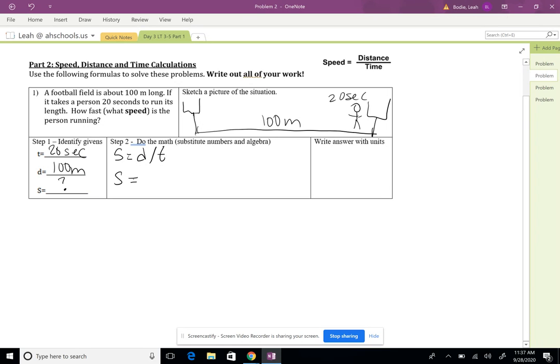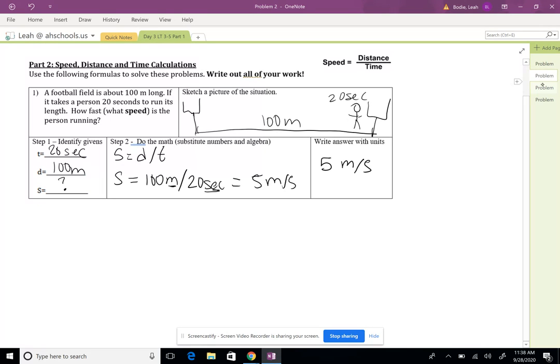So speed equals our distance of 100 meters divided by our time of 20 seconds, which comes out to be 5 meters per second. So I need to take 100 divided by 20. So our answer with units is 5 meters per second. And we get our units from our meters and our seconds.